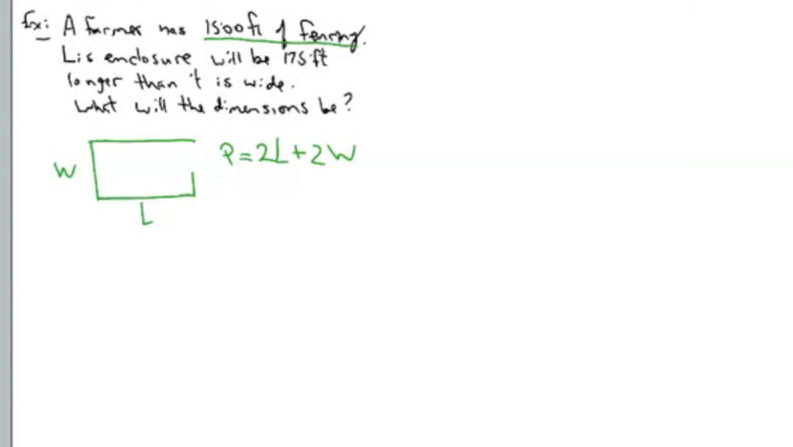Do I know what the perimeter of this object is going to be? 1,500. So I can put that there. But then when I get to 2L plus 2W, that's way too many variables. So I have to choose my X. So what should X be?